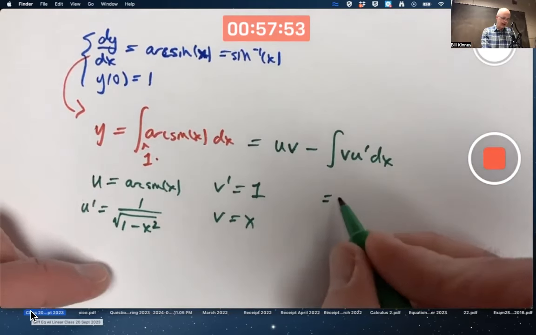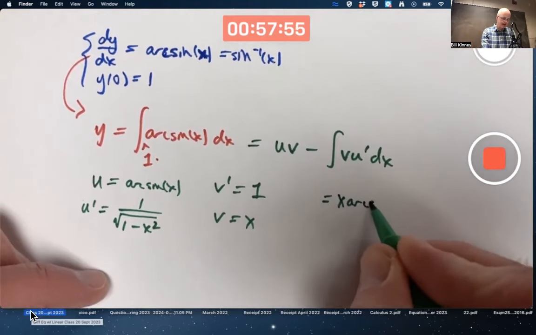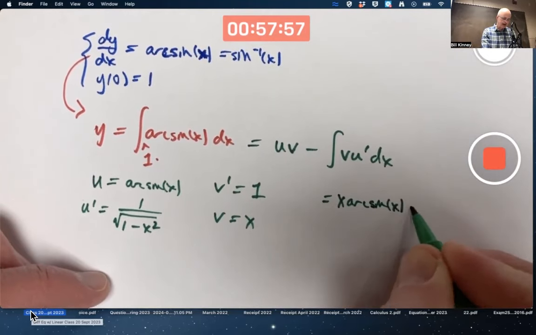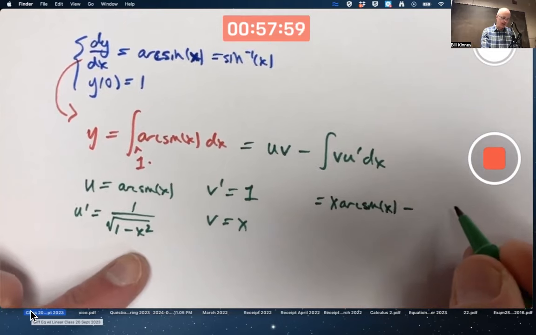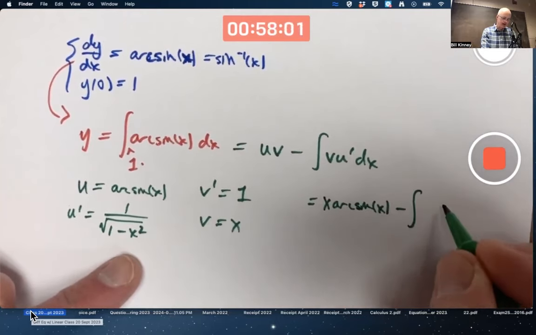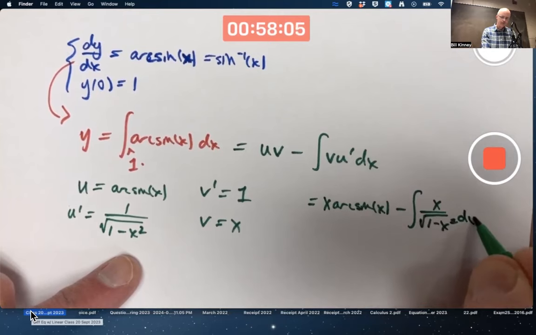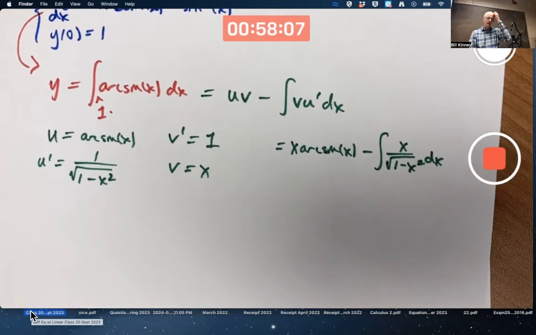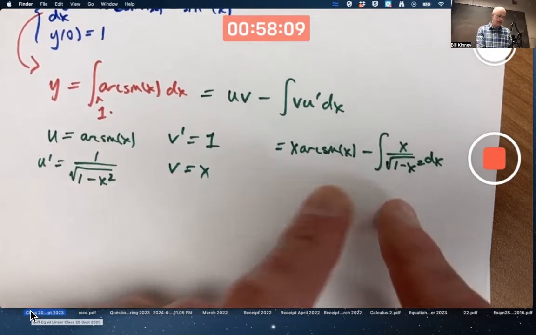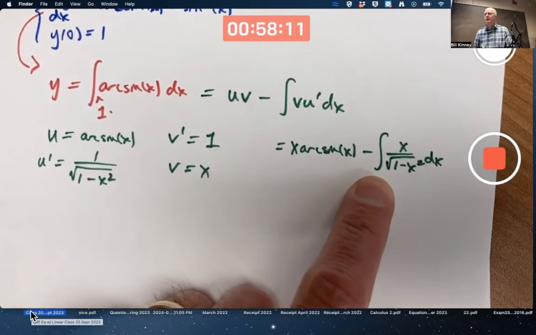Do u times v, x times arcsine x, minus the integral of v times u prime, which will be minus the integral of x over square root of 1 minus x squared. Our original integral is replaced with something minus a new integral that we hope is easier to do.